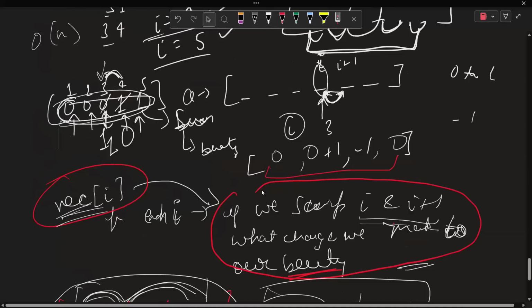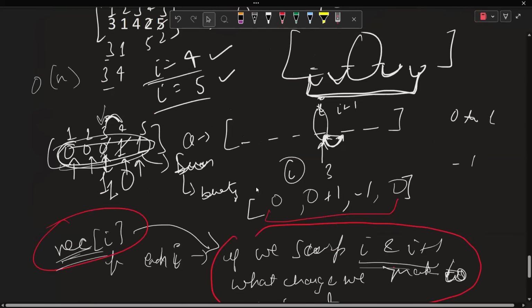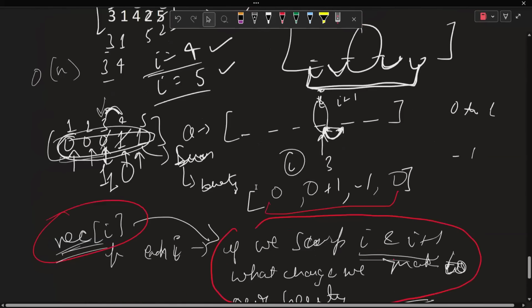Okay, n is 1e5. So n square would not work. So how can we compute this in n log n? So we can see, okay, let's take this.